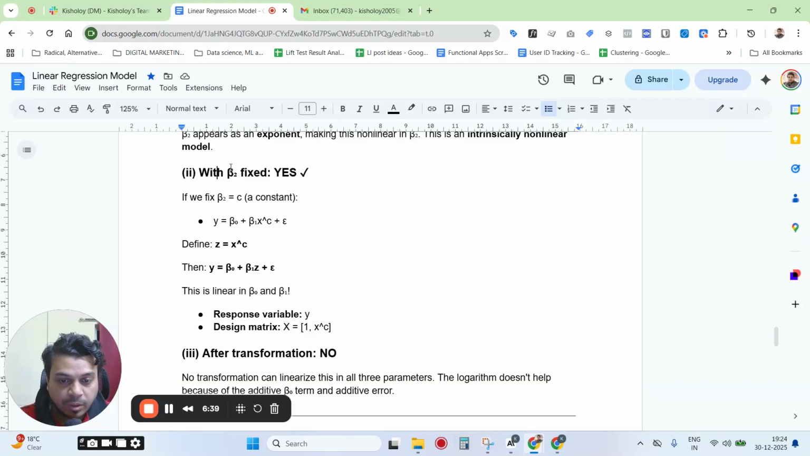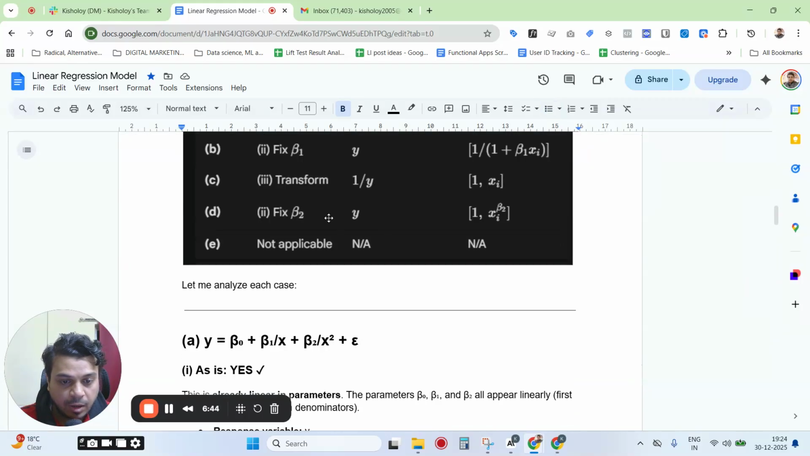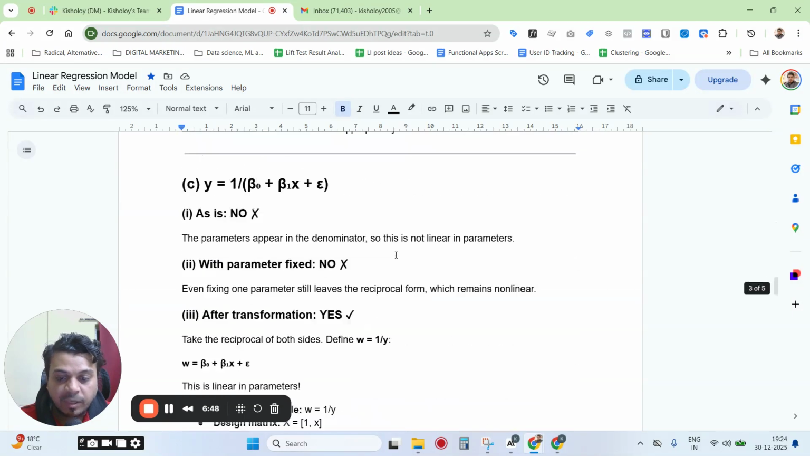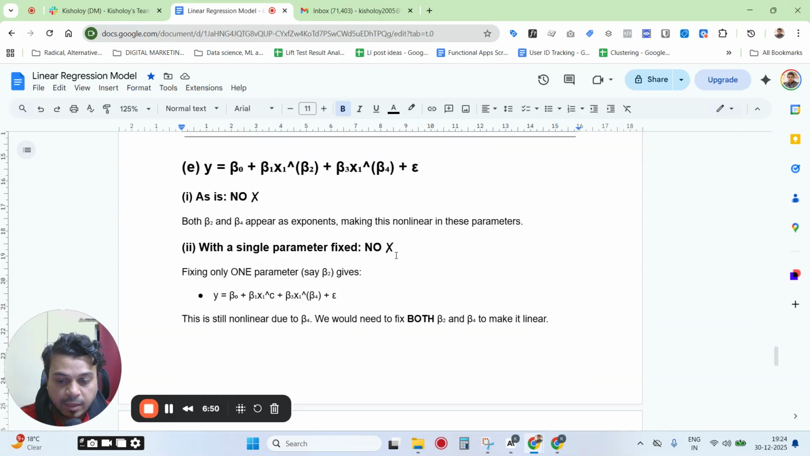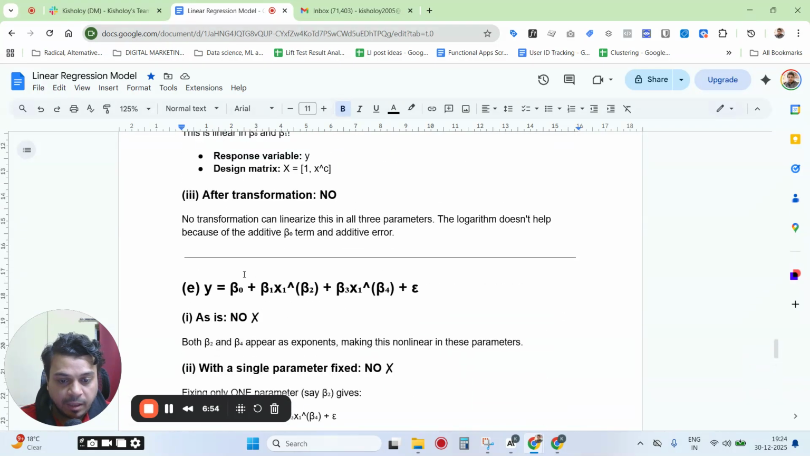So that's your answer here. In this case you will have to fix the one which is in the power. So that's what you will see in the output here: fix beta 2, but the response variable remains in the same format as given, like y.